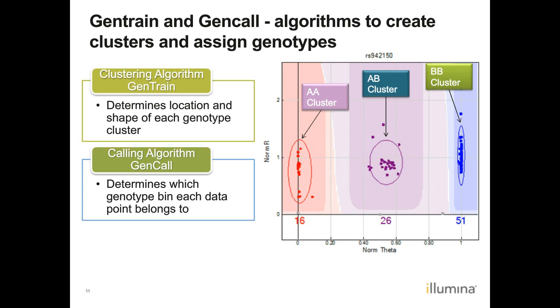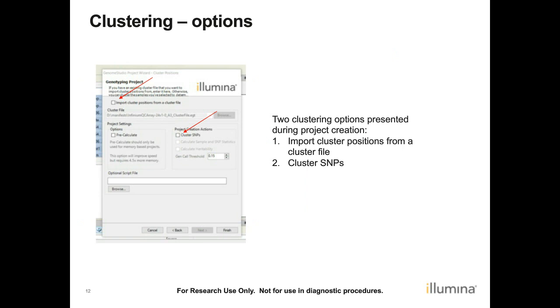At the beginning of any genotyping project, when you're creating it, there are two options presented to you for clustering. You can either import cluster positions from an existing cluster file, or you can ask GenomeStudio's GenTrain algorithm to go ahead and cluster the SNPs based on the data points in the project. And our topic of discussion today is figuring out which of these two options you want to use.